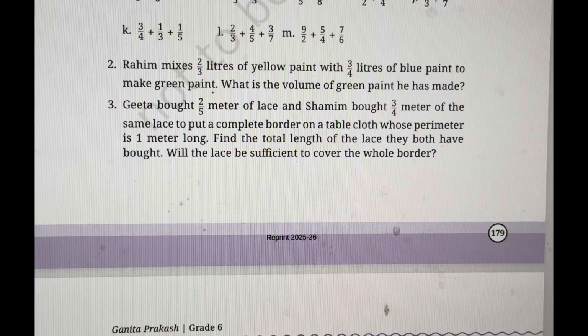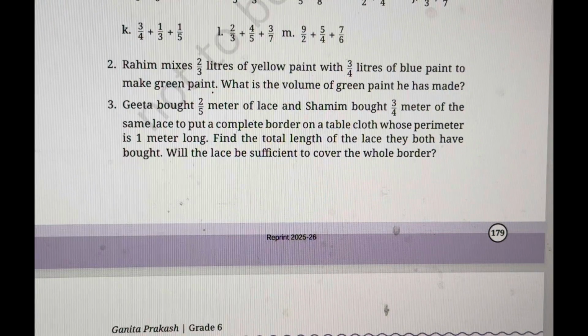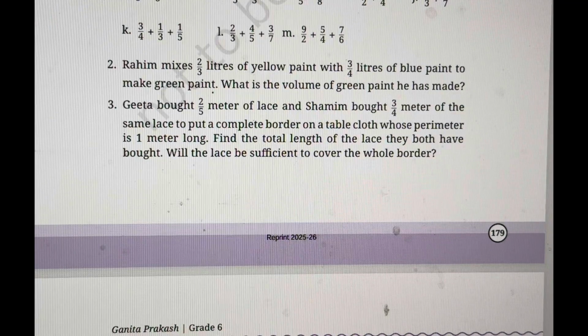Question number 2. Rahim mixes 2/3 liter of yellow paint with 3/4 liter of blue paint to make green paint. Okay, what is the volume of the green paint he has made? Right? So we'll have to add the two fractions. Now that we have learned how to add the fractions, we'll solve it.